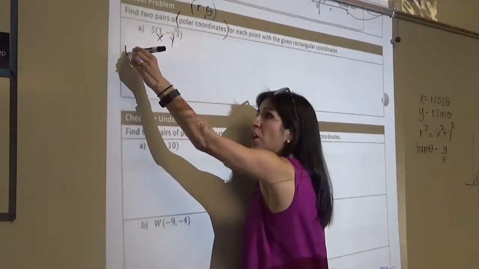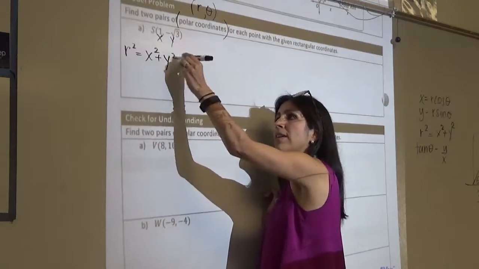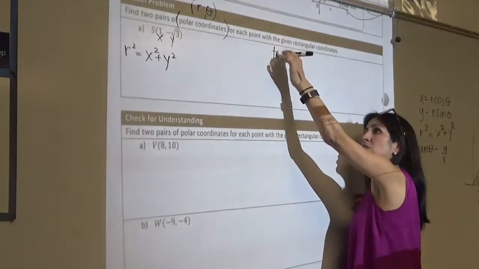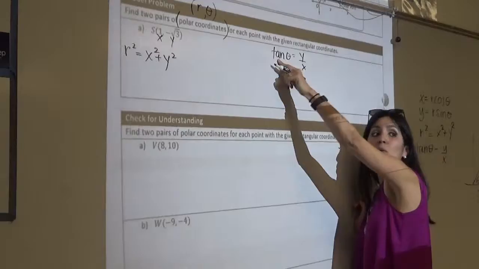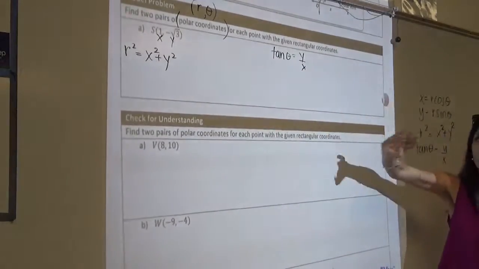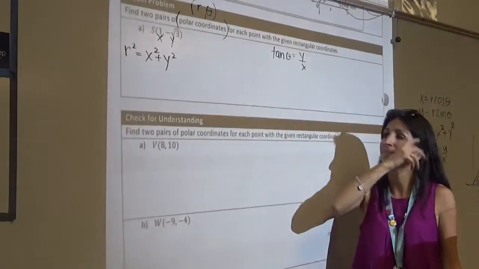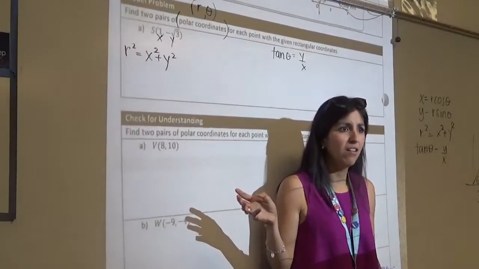That means I'm going to start with r squared equals x squared plus y squared, something that will get me an r. And I'll need to start with tangent of theta equals y over x, something that will get me a tangent, a theta. We want a radius and we want a theta. Substitute, right?